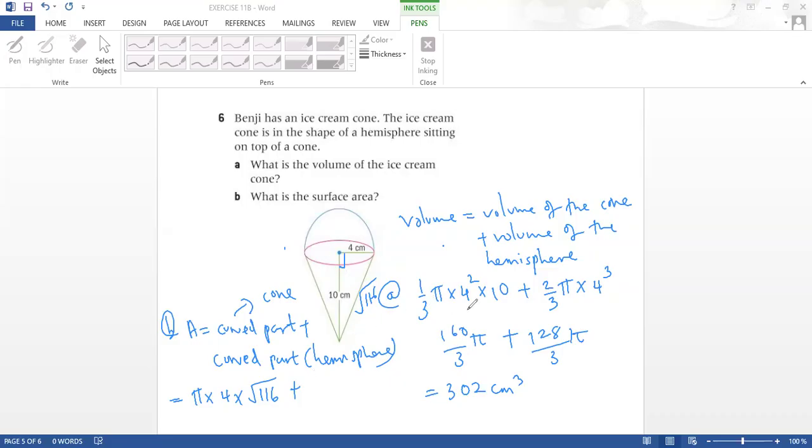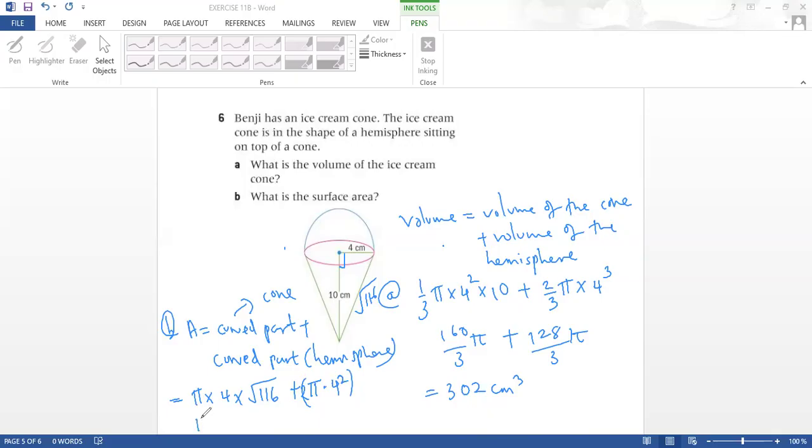Let me just confirm the area of the curved part of a hemisphere. So we will have 2 pi r squared. So 2 times pi times r squared, which is 4 squared. If it was a sphere, it was 4 pi r squared. And a hemisphere is 2 pi r squared.